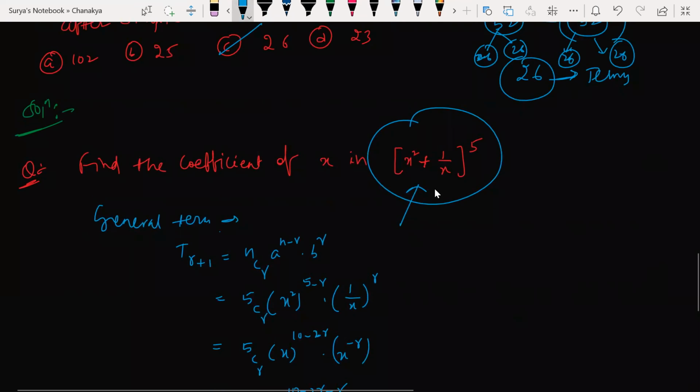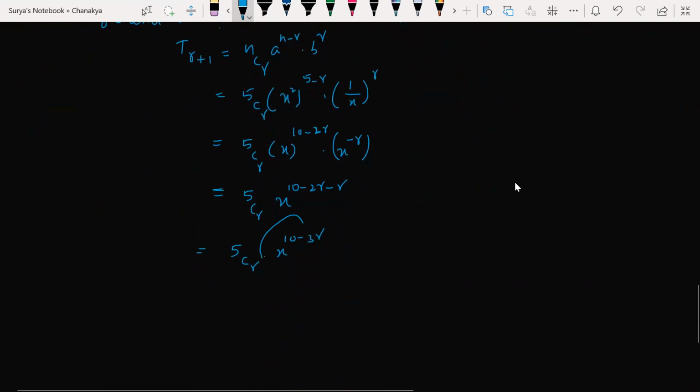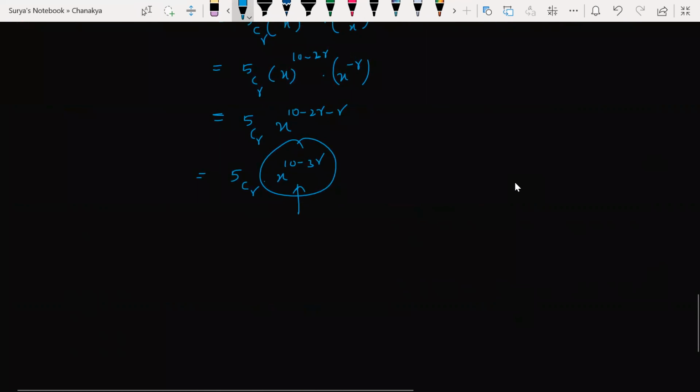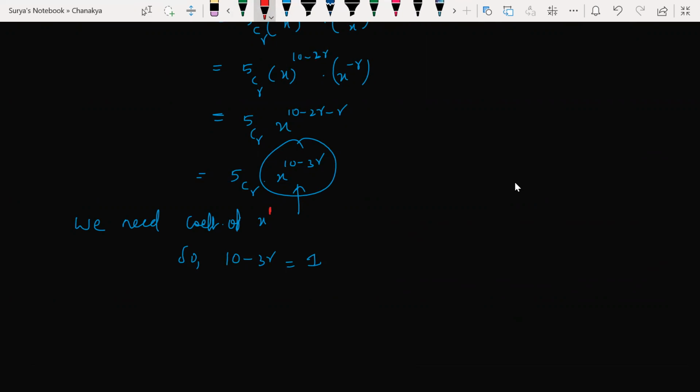So now look at this here. What I need here is the coefficient of x. So 10 minus 3r is equal to 1. Why? Because he is asking us to find the coefficient of x. Can I write x to the power of 1 here? So now I'm equating this power with the power of this x. Understood my point? So what am I going to get now?